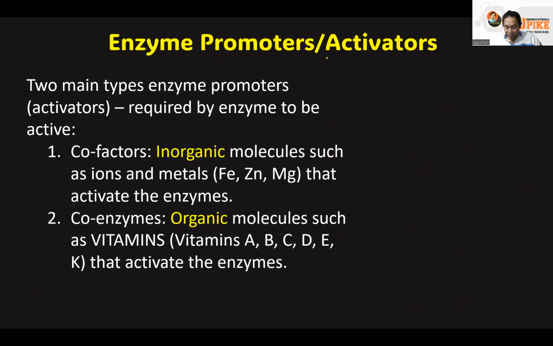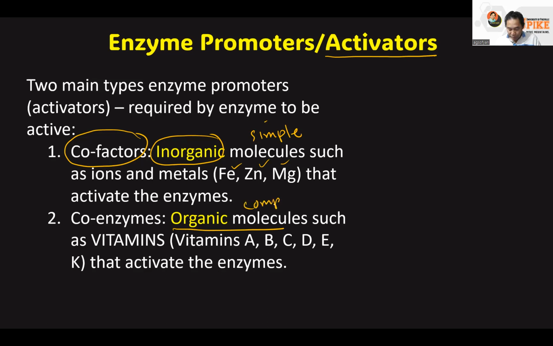Now again, for the allosteric activator, there are usually two types. The first one is called the cofactor. This is when the activator is an inorganic molecule, such as ions or metals, for example magnesium, zinc, iron. They are inorganic molecules, simple molecules, remember. And if it is an organic molecule, a complex or bigger molecule, the activator is called a coenzyme.